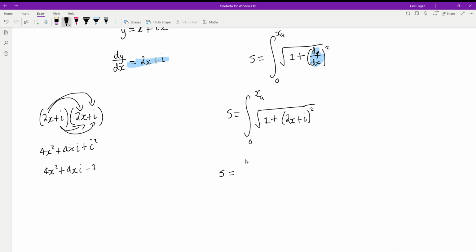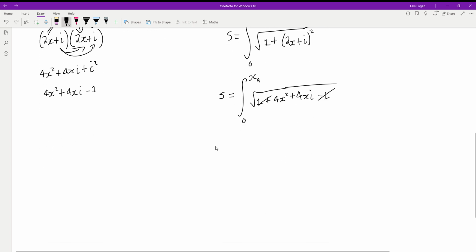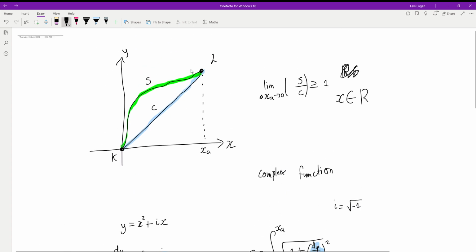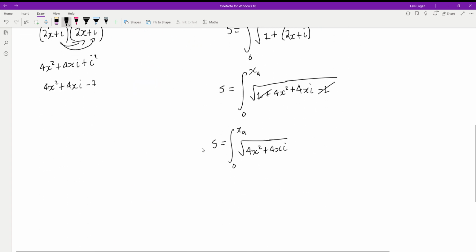Our arc length is the integral from still 0 to x_a of the square root of 1 + 4x² + 4xi - 1. Boom, boom. Okay, now we're left with pretty much just this. So s is this integral, still from 0 to x_a, of the square root of 4x² + 4xi. Okay, now we want to see what happens as this point goes on top of this point k. In other words, we want x_a to approach 0.